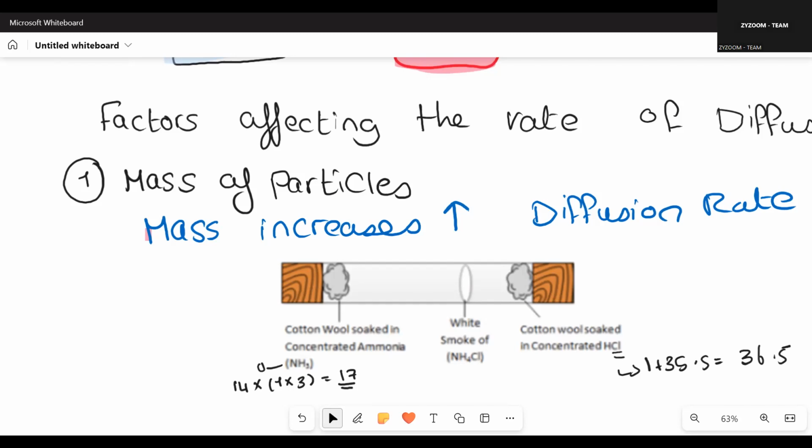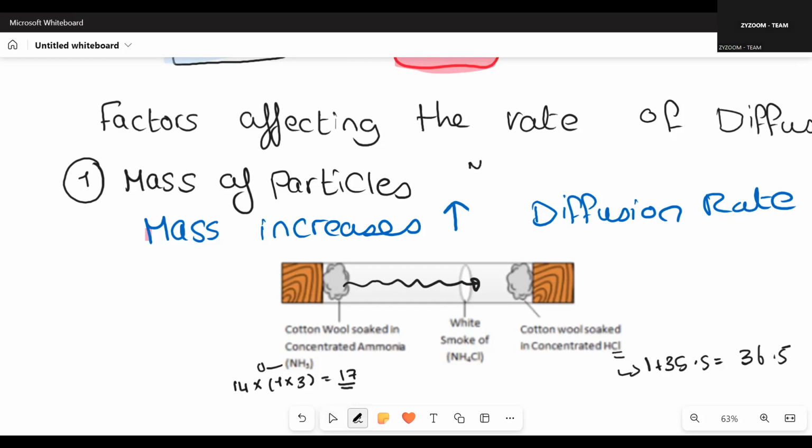Which is heavier, the NH3 or the HCl? The HCl. Okay. Which would diffuse faster? Which would move faster? The NH3, because it has a lighter mass. Yes. So which would move to a longer distance? It's the NH3. Do you understand? So this means that the NH3 would move and reach the HCl first. Do you understand? Yes, miss.